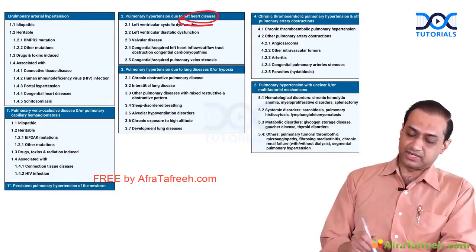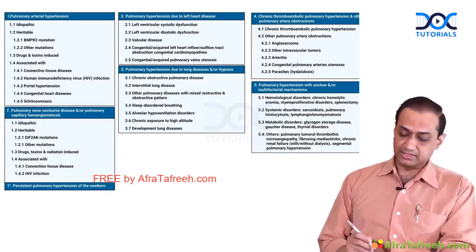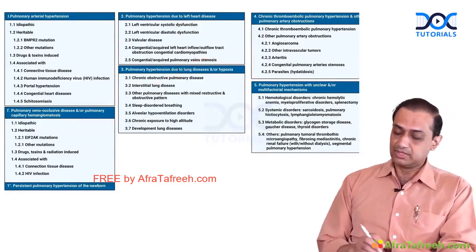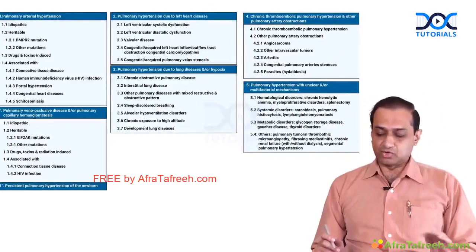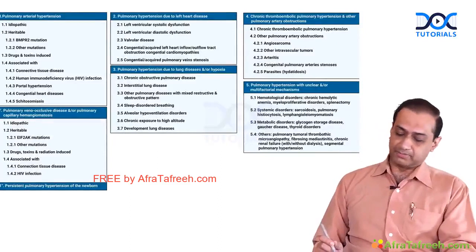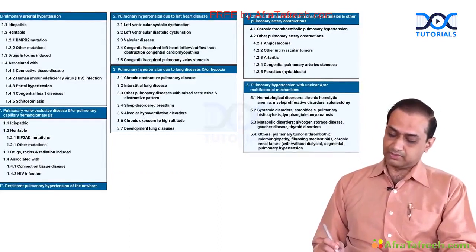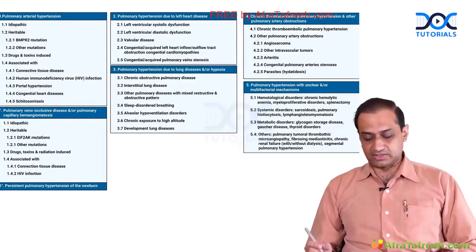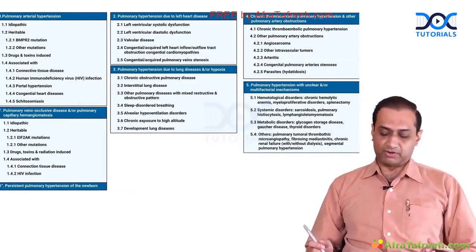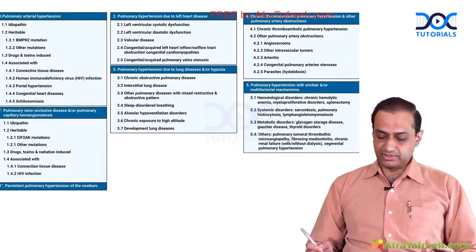Group 2 is due to left heart disease, like LV systolic or diastolic dysfunction or valvular heart disease. Group 3 is because of lung disorders. Group 4 is thromboembolic phenomena like CTEPH, angiosarcoma, arteritis, pulmonary vein stenosis, and congenital pulmonary artery stenosis, and class 5 is unclear or multifactorial, like hematological disorders such as chronic hemolytic anemia, myeloproliferative disorders, splenectomy, histiocytosis, sarcoidosis, etc.